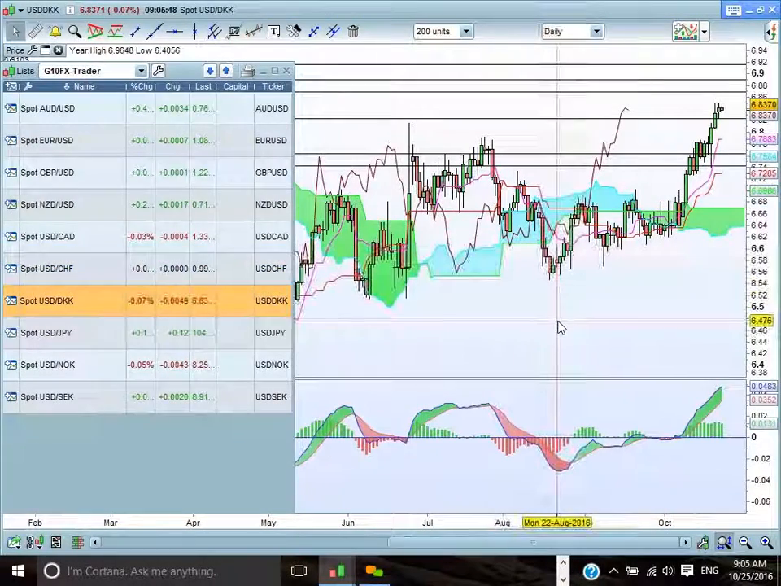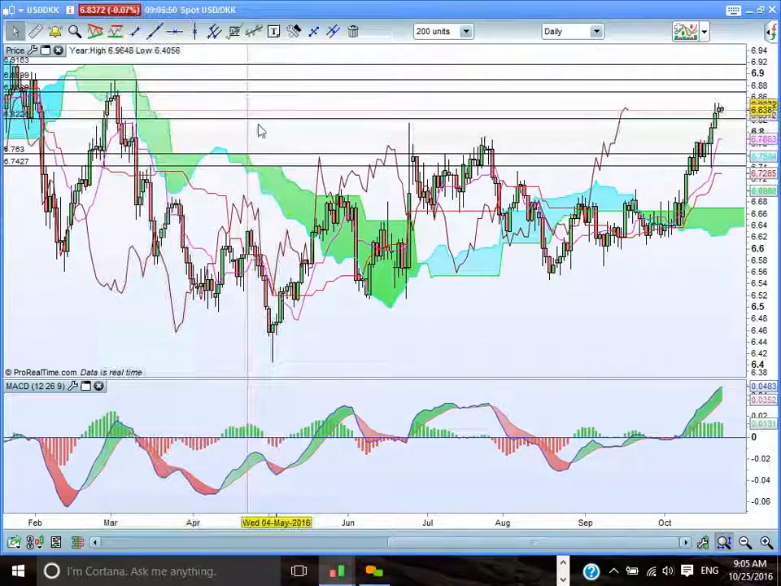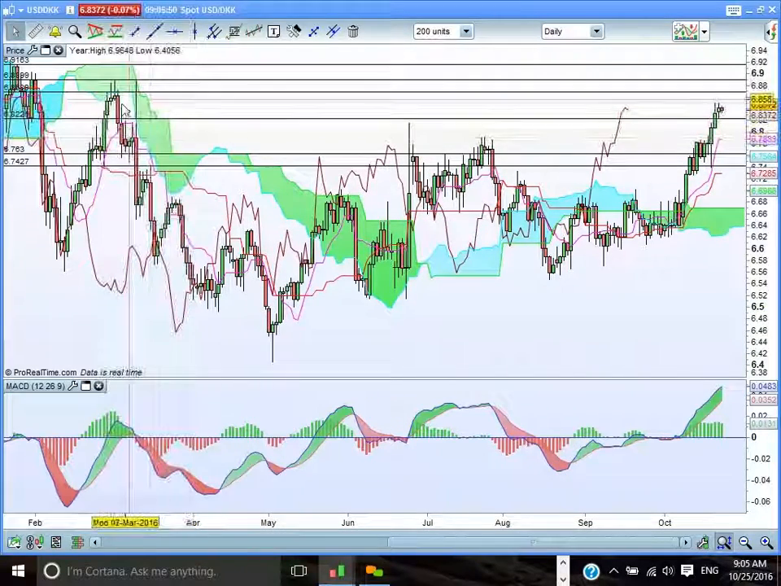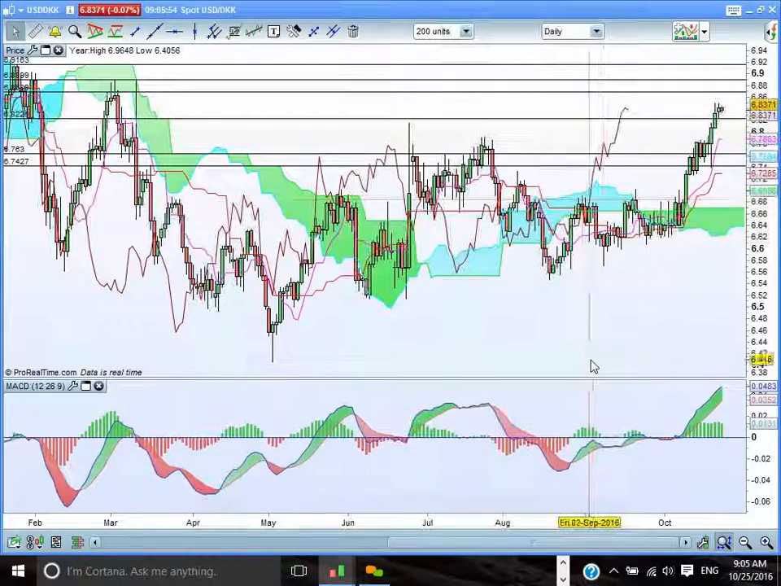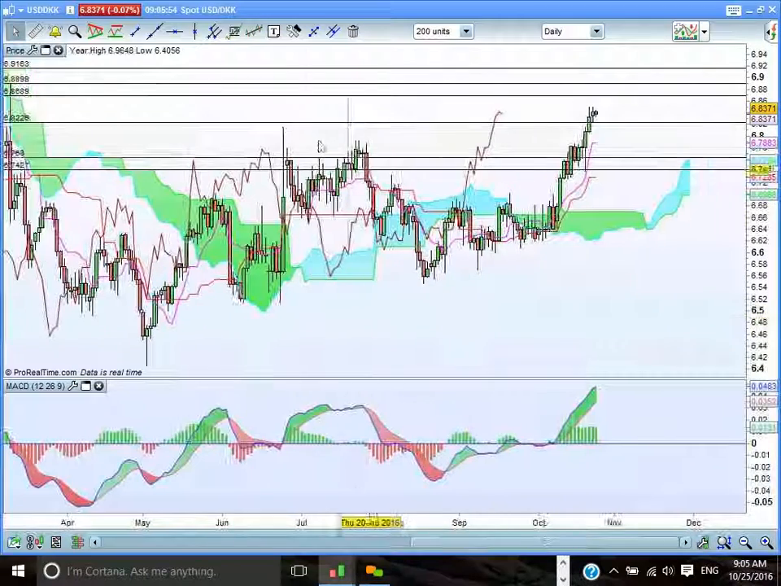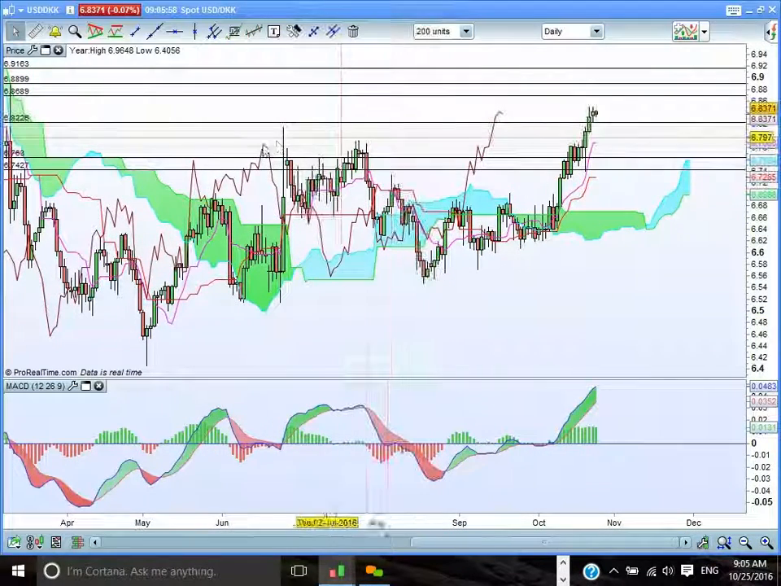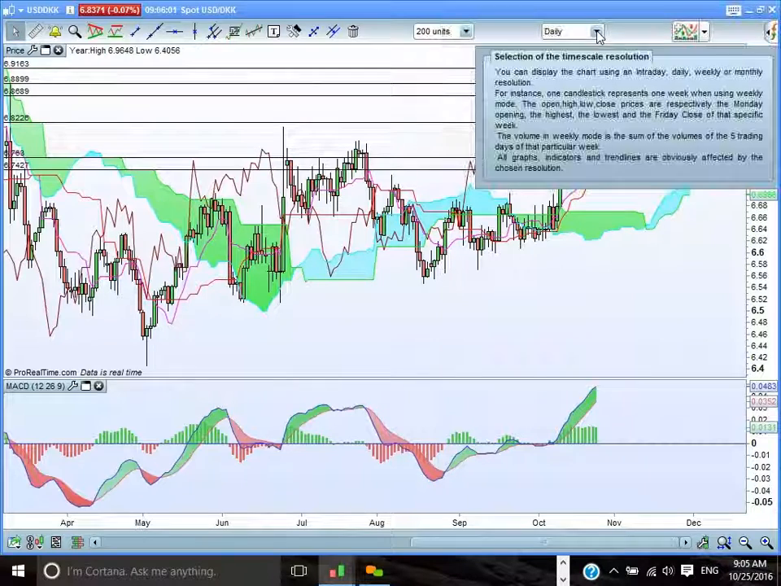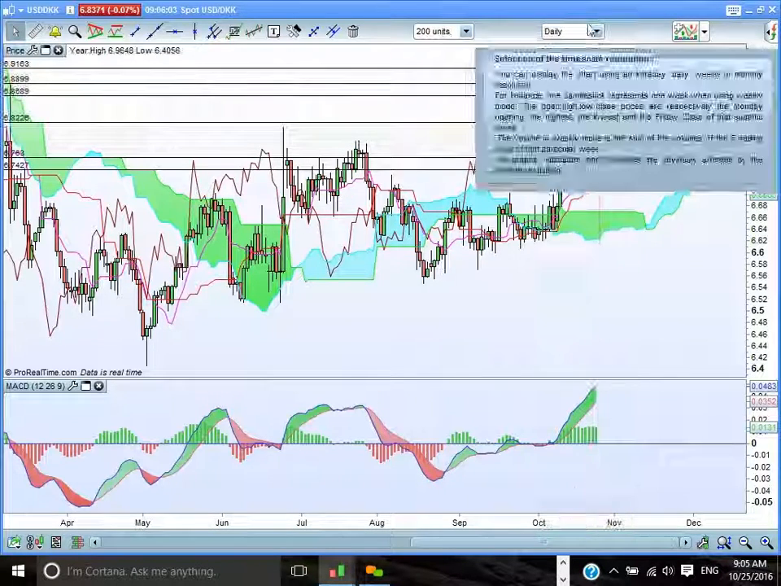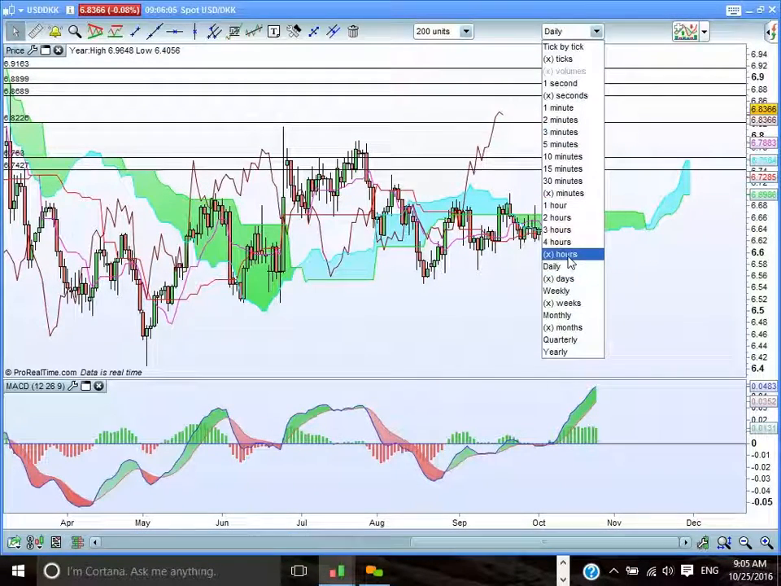US dollar Danish krone, fighting old cloud chart resistance zone, ripe for consolidation here. Could expect a move back to retest these old highs for support and then move further from there. But we're fighting very significant long-term resistance zones.